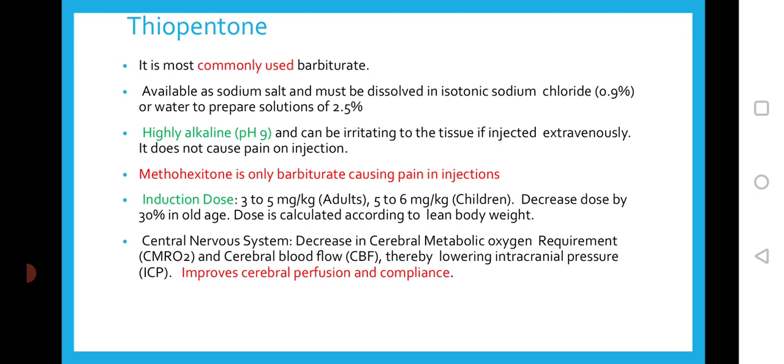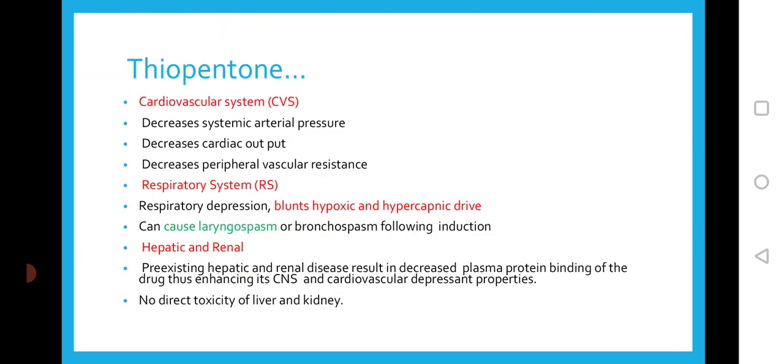Induction dose is 3 to 5 mg per kg body weight in adults, 5 to 6 mg per kg body weight in children. Decrease dose by 30% in old age. Dose is calculated according to lean body weight. Central nervous system: decrease in cerebral metabolic oxygen requirement and cerebral blood flow, thereby lowering intracranial pressure. So it is the intravenous agent of choice in neurological conditions. Improves cerebral perfusion and compliance.